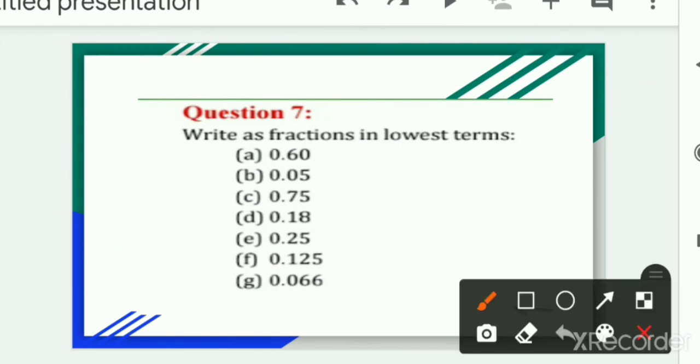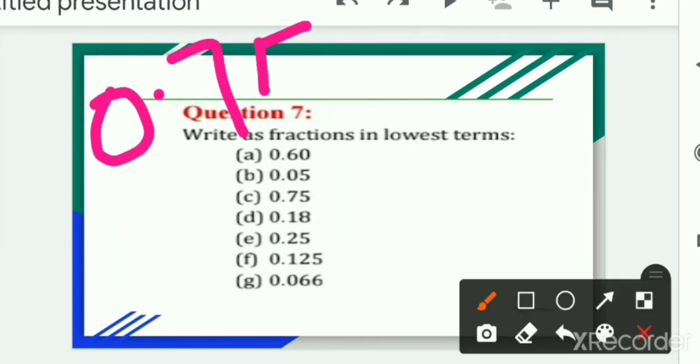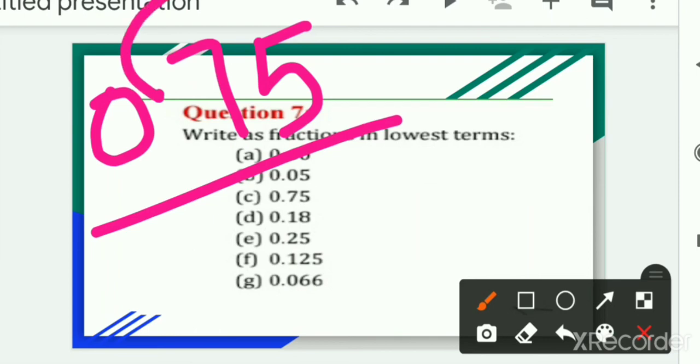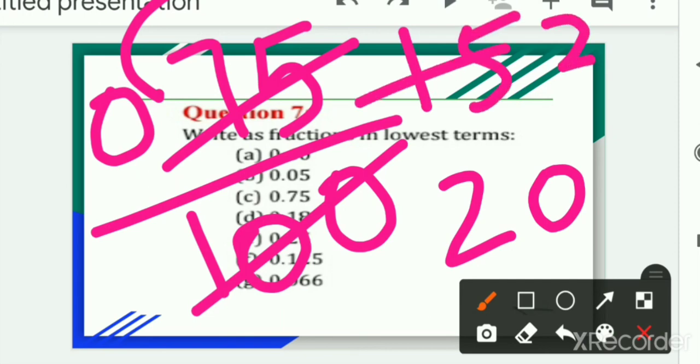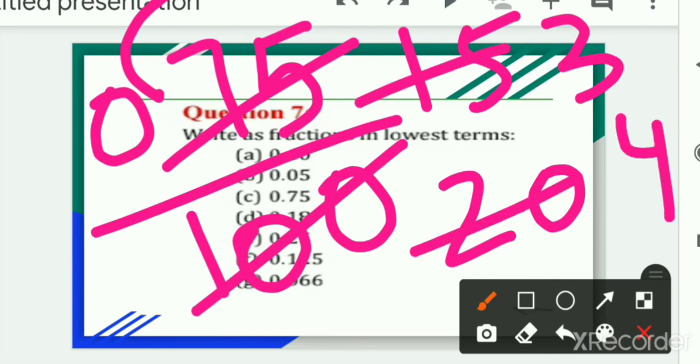Now moving to the C part, it is 0.75. We will remove the point and we will add zeros, it will be 100. Now make it in the lowest form, divide by 5. 5 twos are 10, 0 of 0. 5 ones are 5, 2 comes here, 5 fives are 25. Again divide by 5. 5 threes are 15, 5 fours are 20. It will be 3 by 4.